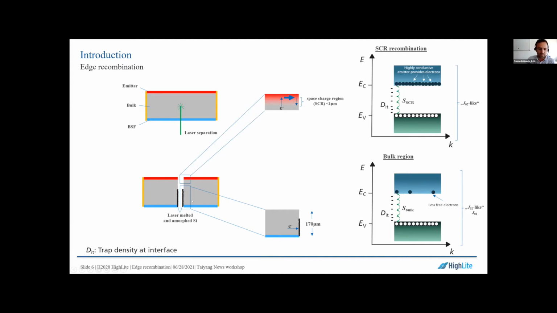And looking at the second domain, where we have the bulk basically. We have fewer free electrons, as you can see here. However, compared to the space charge region, the thickness of this is way bigger. Therefore, you also have a significant impact of this kind of recombination. And this, as I will show later, is also a J02-like recombination, and also a J01, where you have a little bit of VOC loss there too.